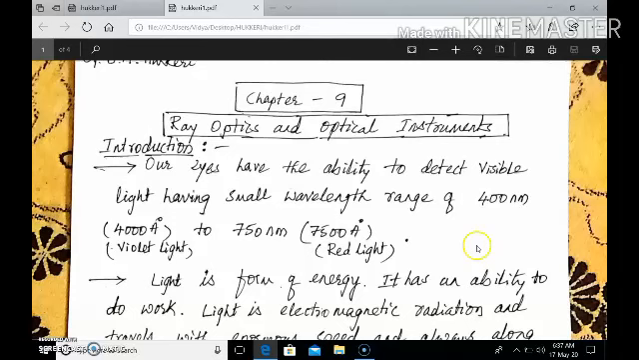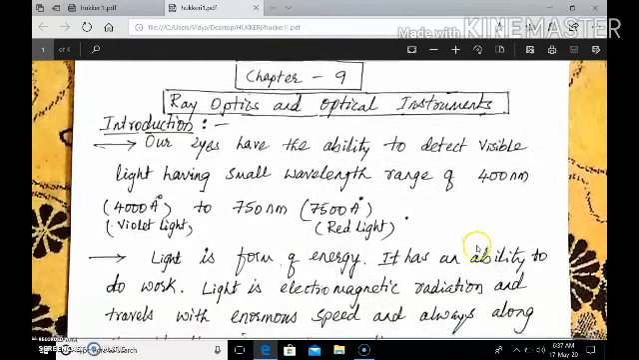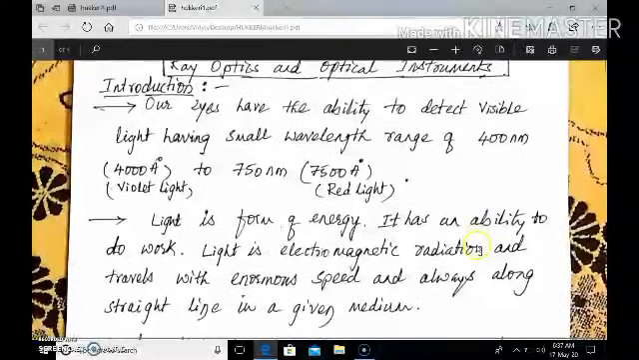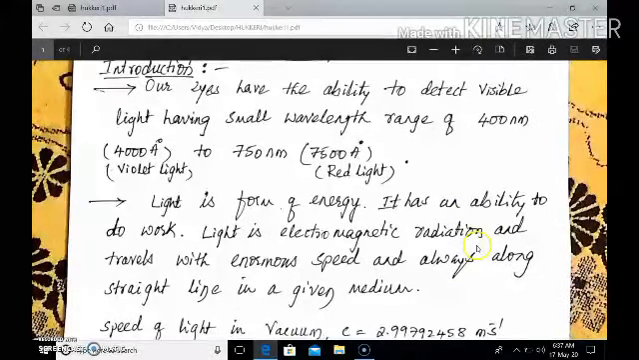Based on some properties of light, we discuss the construction and working of optical instruments. Light is a form of energy. It has an ability to do work. So as you know, there is a difference between the sources of energy and forms of energy.